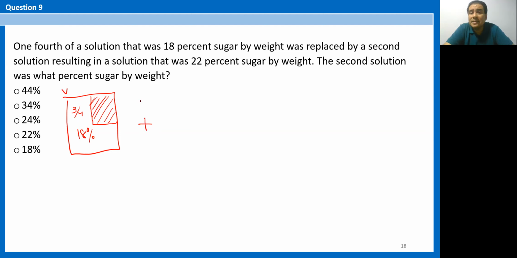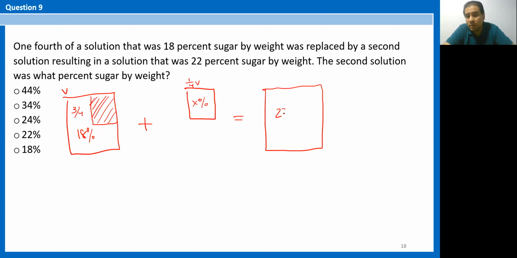And now we add the same volume we removed, but from some different solution. And this different solution, we don't know what exactly the concentration was. But we know it's just 1/4 of the original volume. And when we put that volume back into the original volume, now it is a mixture that has a higher concentration of sugar, 22%. And that's the original volume again. So the amount of sugar before and after should be the same.